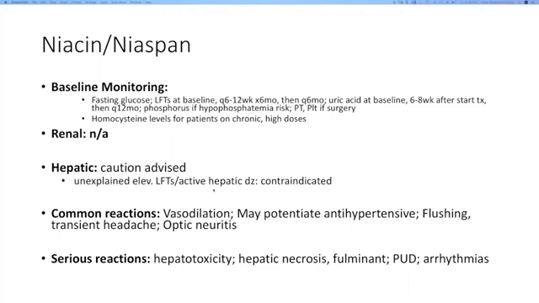If you have active hepatic disease, it's contraindicated. So here is vasodilation. It may potentiate antihypertensives, flushing, transient headaches, optic neuritis. Your serious reactions are hepatotoxicity, hepatic necrosis, which could be fulminant, and PUD and arrhythmias.